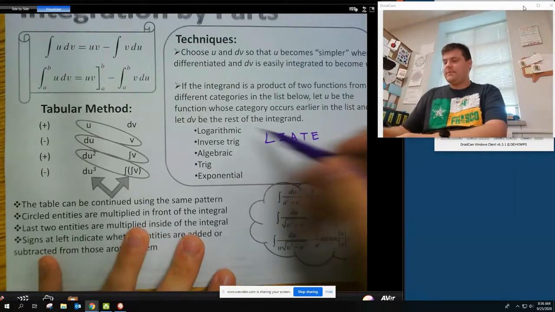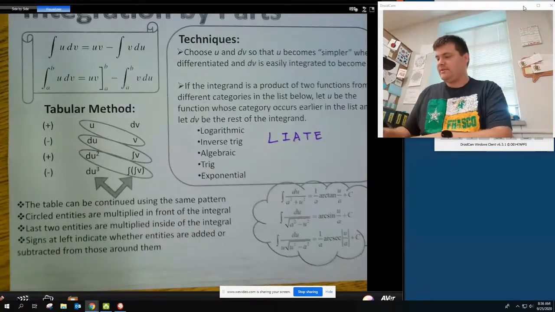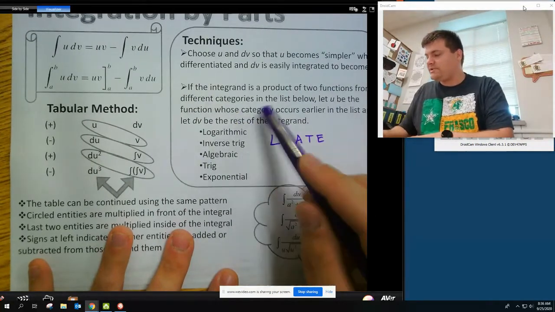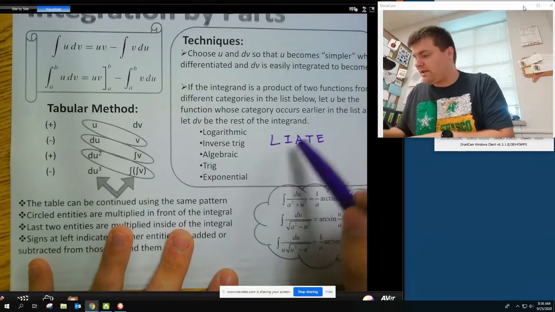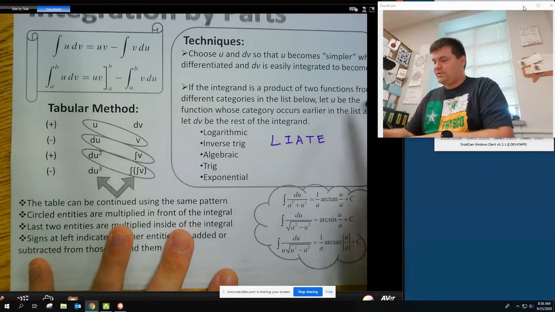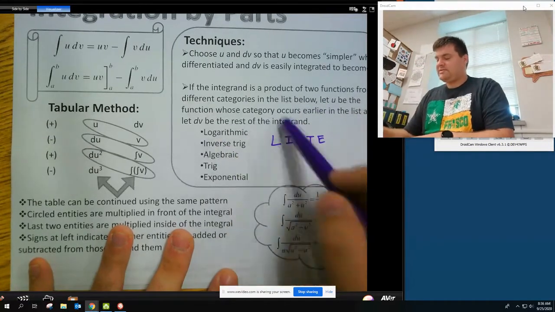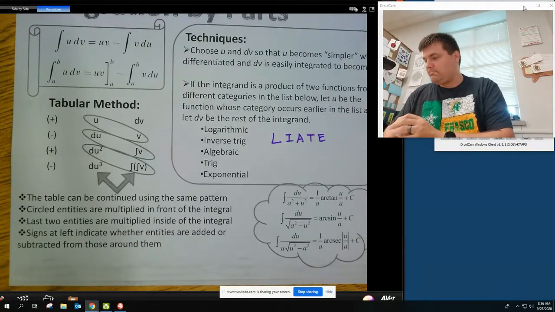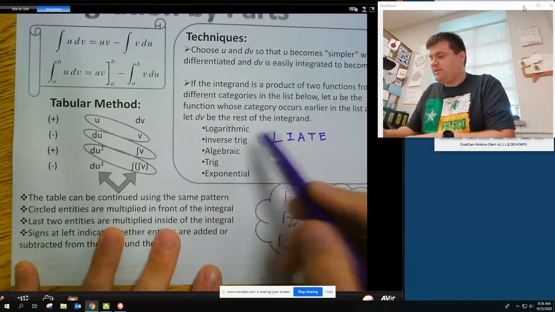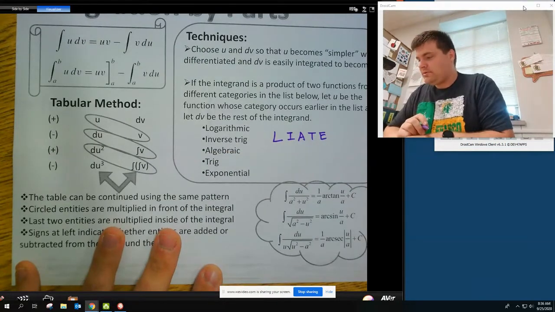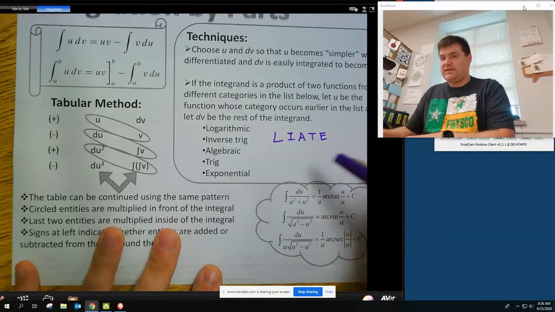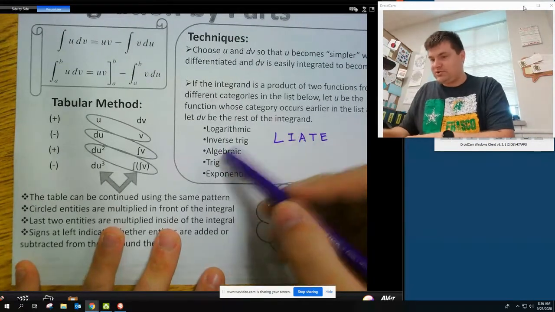This is where we get to LIATE, a type of deal here. If the integrand is a product of two functions from the categories listed below, let u be the function whose category occurs earlier in the list, and let dv be the rest. So if you have a log, you want your u value to be a log. Inverse trig would be the next one, and then algebraic, and then trig, and then exponential.